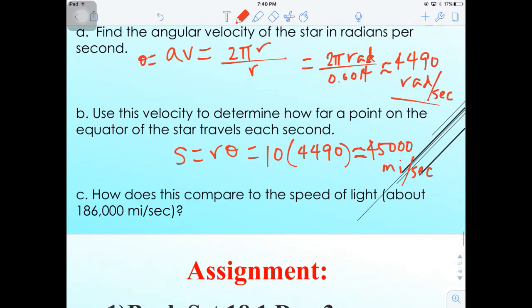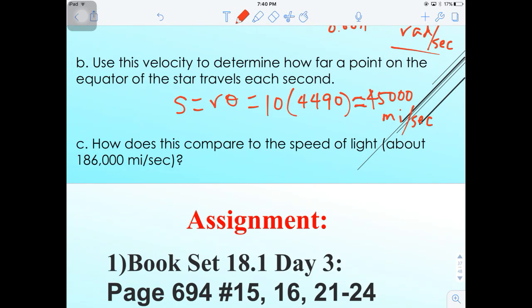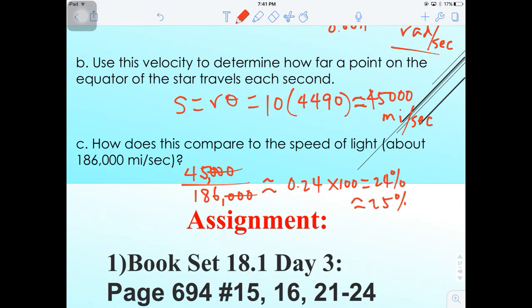And that's how far it traveled each second. Now, how does this speed compare to the speed of light? So we have 45,000 divided by the speed of light, which is 186,000. If you divide it, you get a decimal of 0.24, and you can use your calculator to verify. Turning that into a percent by multiplying by 100, which is 24%, which is close enough to 25%, about 1/4 the speed of light. So compared to the speed of light, it's only about 1/4.